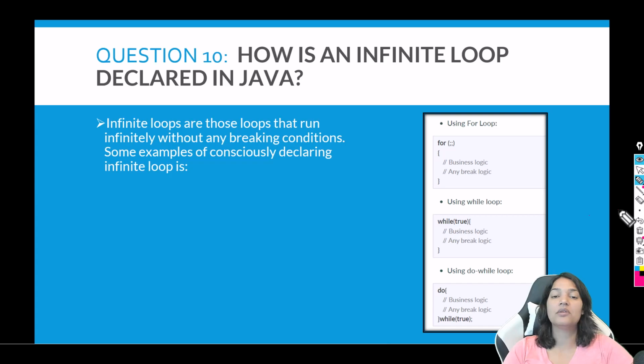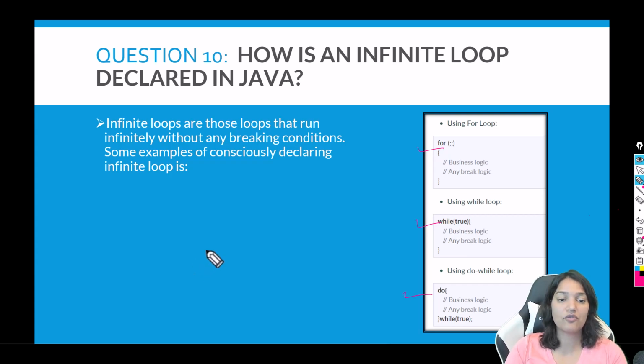The question is, how is an infinite loop declared in Java? As you know, Java supports three different types of loop. It has the for loop, it supports the while loop, and it also supports the do while loop.